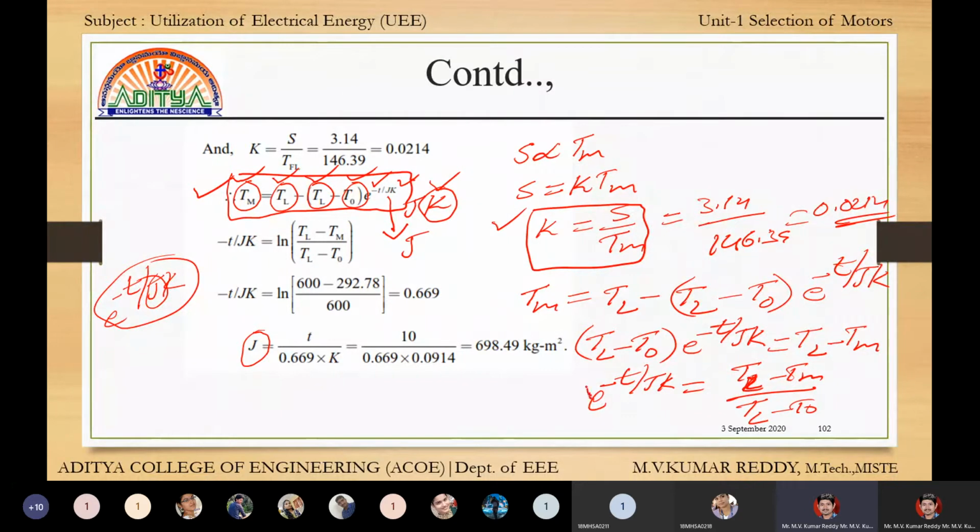So you have to substitute here. Substitute these values. TL is equal to 600. Tm is equal to 292.78. And next one is TL minus T naught. TL minus T naught, that is 600 minus 0. T naught is 0.